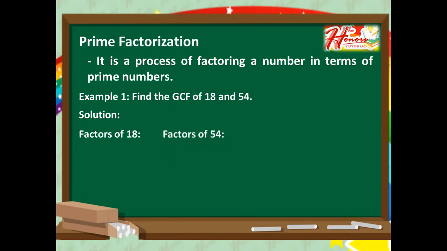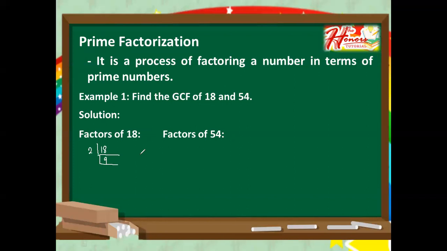And this is how you are going to do that. Let's write 18 here, and then write this symbol. It looks like a ladder. And then think of a prime number only. Take note of that, prime number only. So think of a prime number that can divide 18. We can use 2 here. 18 divided by 2, that's 9.